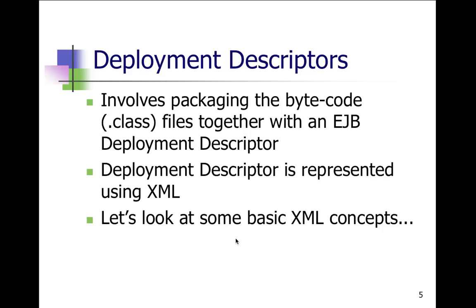So deployment descriptors involve packaging of the bytecode, the .class files, together with the Enterprise Java Bean deployment descriptor. Nothing more than a configuration file. And what we're looking at is the deployment descriptor represented using an XML format. When I say configuration file, property file, well, XML, we're going to look at some basic XML concepts in a few minutes, but XML is nothing more than a markup language, very similar to HTML, but instead of marking up text, which is what HTML does, XML marks up data.